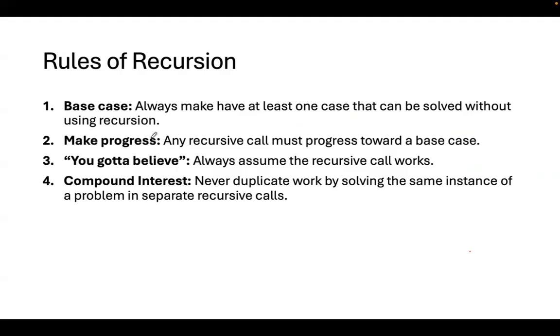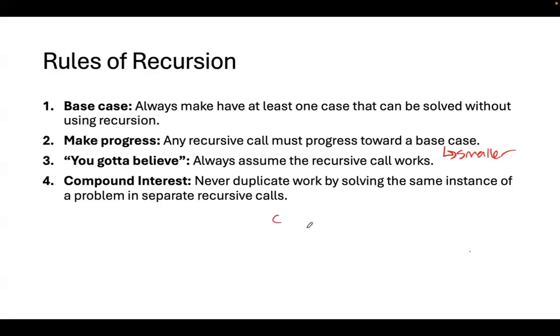Rule number 2 is we must make progress, which means that any recursive call must progress towards a base case. So if we're working with numbers and we want to get like down to 0, then we probably want to make the number that we're calling it on smaller. If we're working with arrays, maybe we want to shrink the portion of the array that we're looking at. It depends on what we're working with, but the idea is we have to work on smaller instances of the problem.